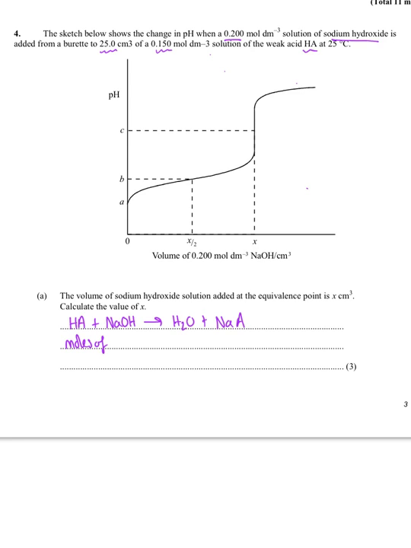So the moles of HA are going to be 25 times 0.15 divided by 1,000, which is 3.75 times 10 to the minus 3. That's going to be equal to the moles of sodium hydroxide.